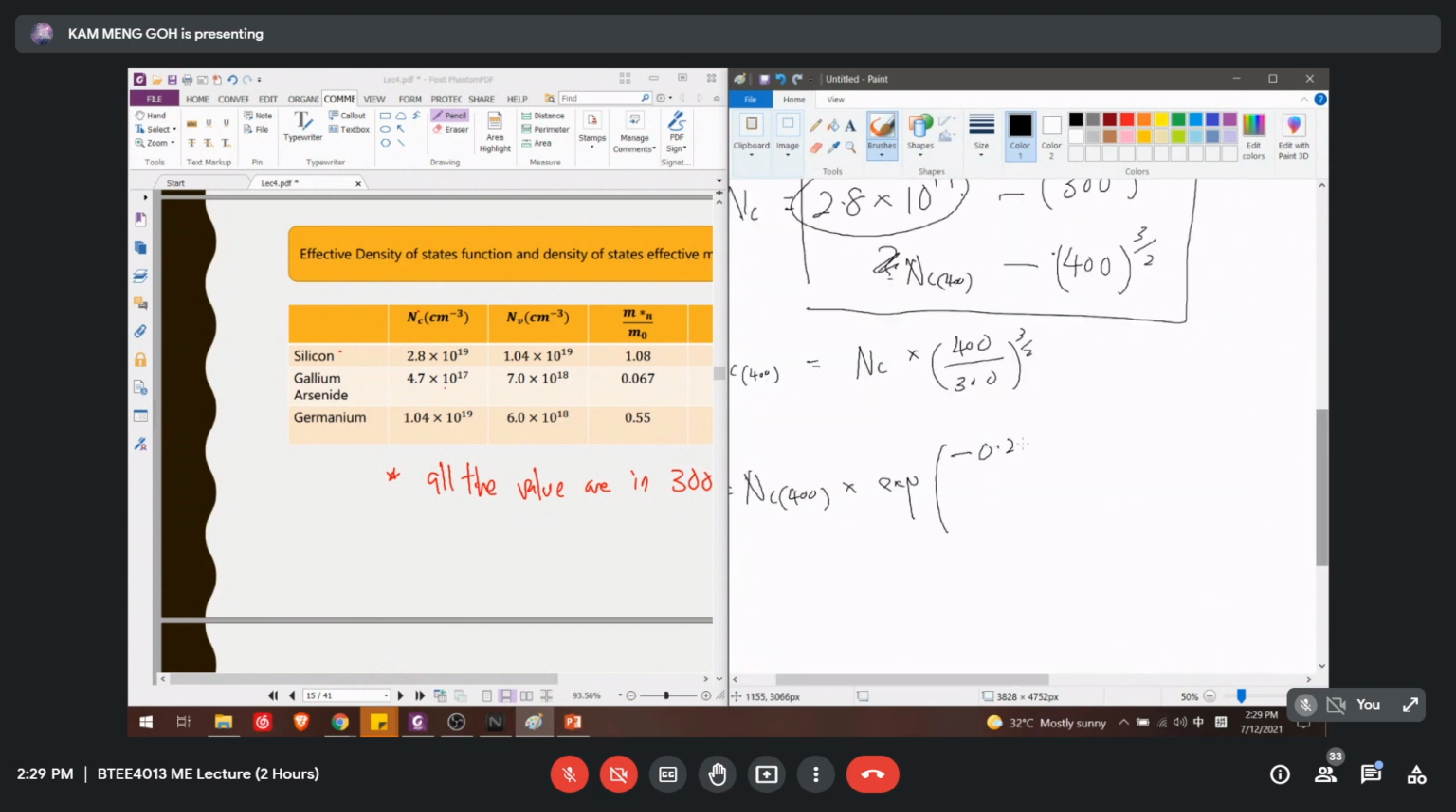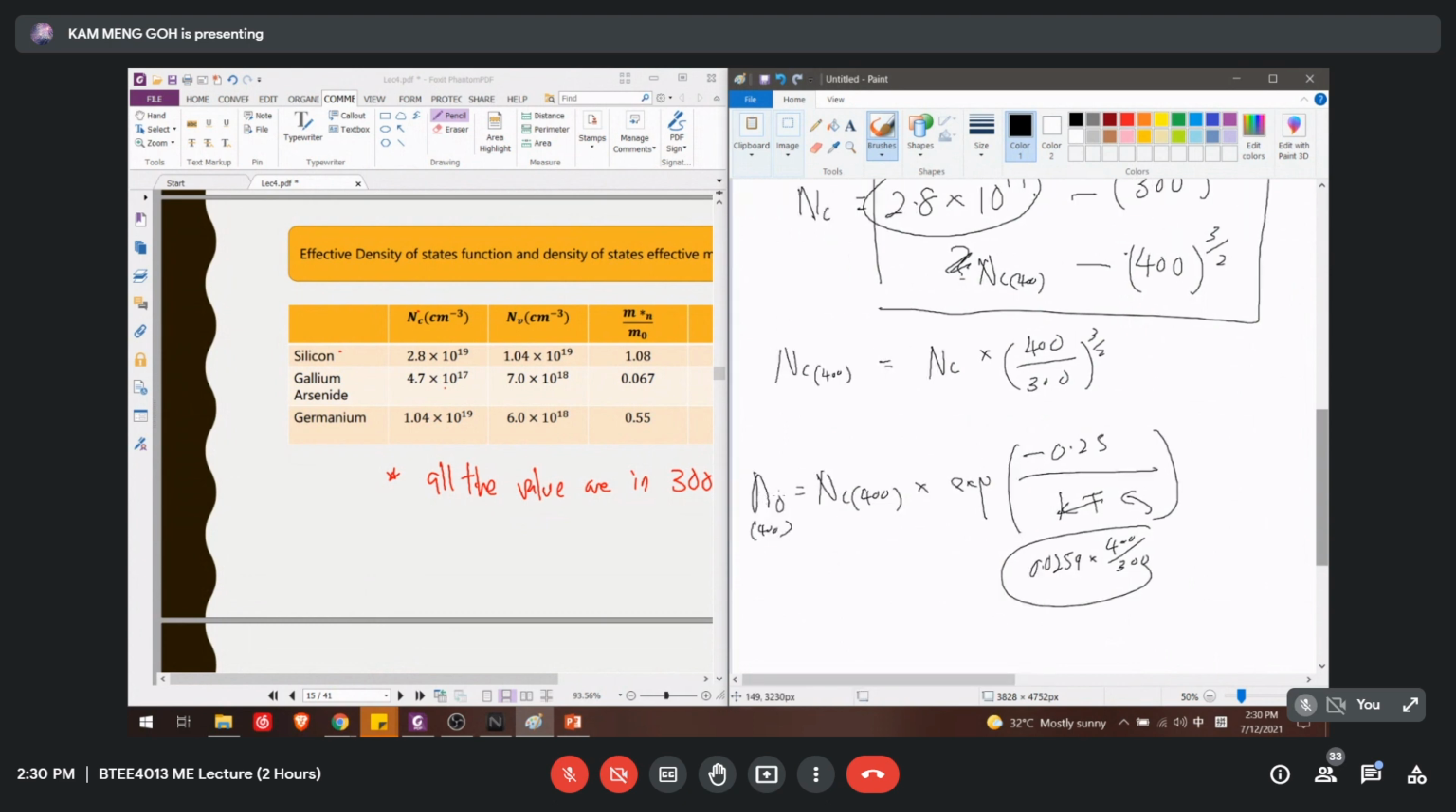0.25. But the below one is equals to KT. Right now, you no longer can use the 0.0259 because the T is already changed. T is 400. One faster way to do it is 0.0259 multiply 400 divided by 300. Then you can replace the value and put it inside here. Okay, so like that, you can use a faster way to calculate all the relevant answers.